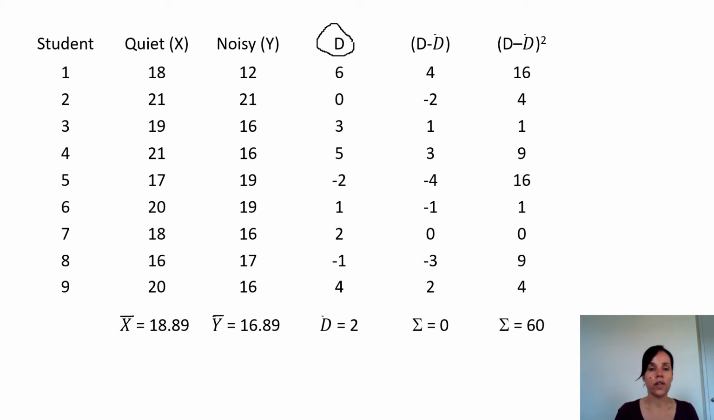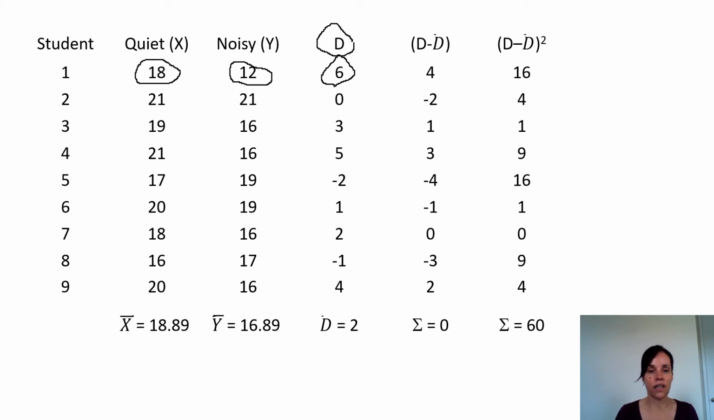So here for student number 1, their number of math problems solved correctly when it was quiet was 18. Number of math problems they solved correctly when it was noisy was 12. So 18 minus 12 is 6. The difference score for student number 1 is 6. In other words, this person solved 6 more math problems correctly when it was quiet compared to when it was noisy. So if you look at student number 2, their difference score is 0. 21 minus 21 is 0. For student number 3, their difference score is 3.